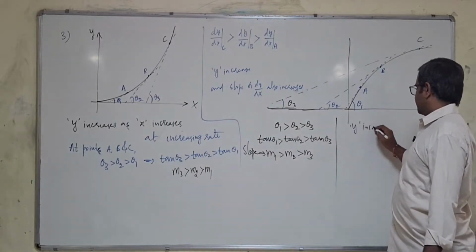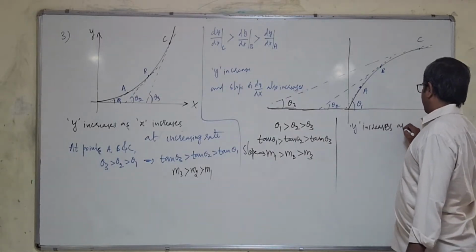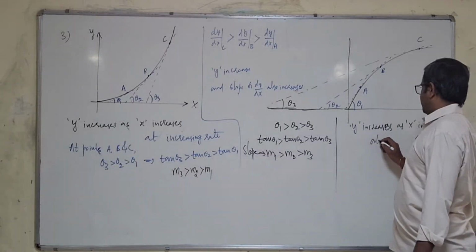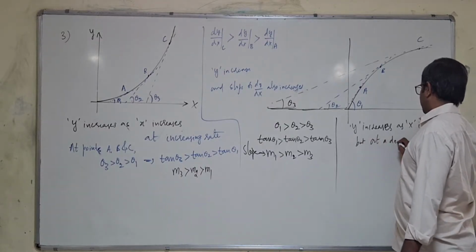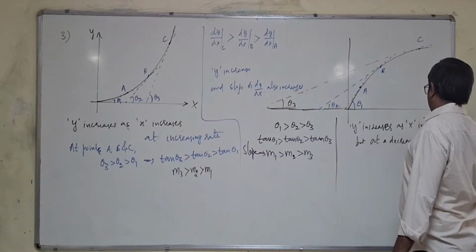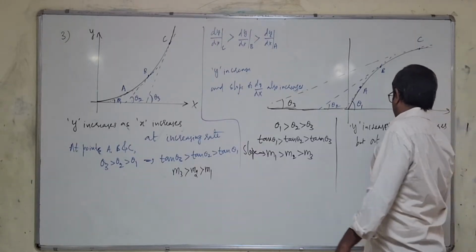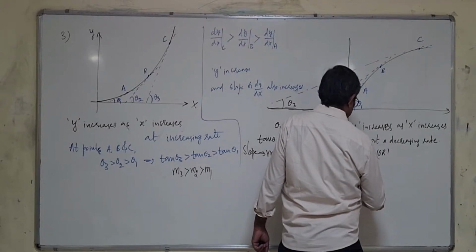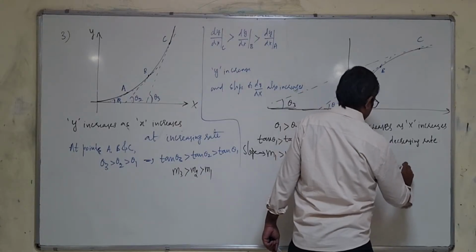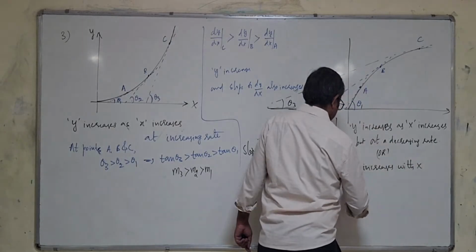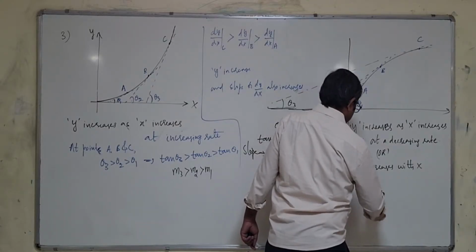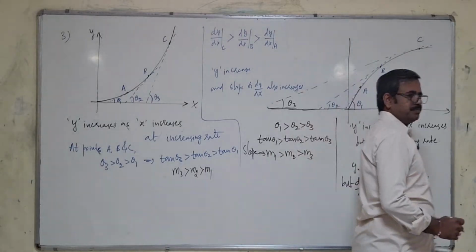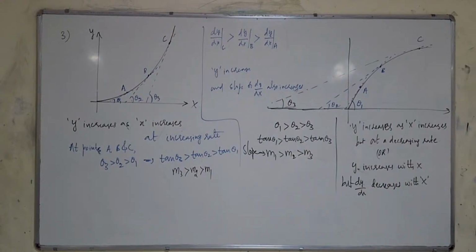So y increases as x increases but at a decreasing rate. So in other words, y increases with x, but dy by dx decreases with x. Okay, note down this. Tell me if you don't understand anything.